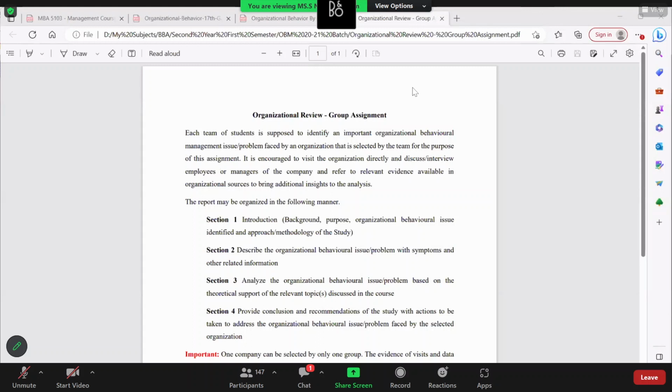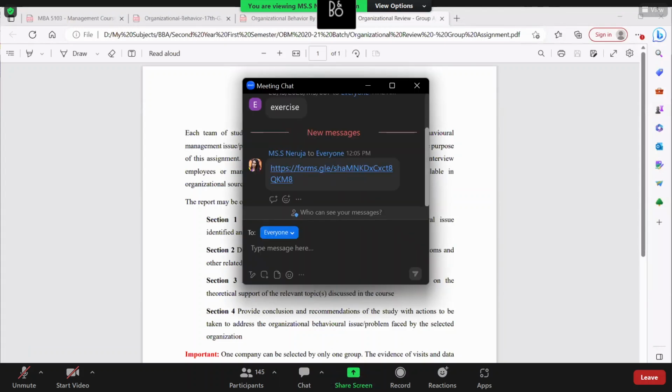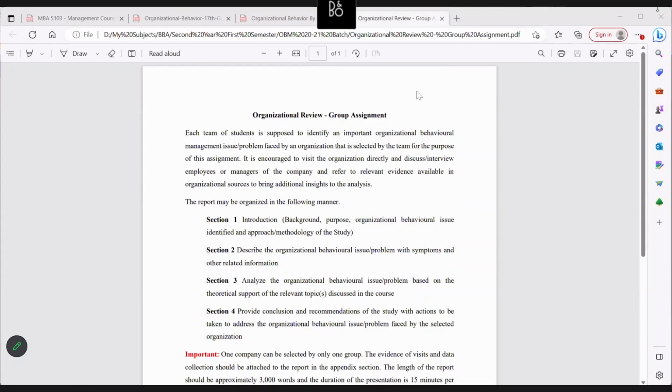Okay. So you have to select an organization, maybe from your area or wherever it is, one of your members' areas. And what you have to do is visit that organization, or else contact the people who work for that particular organization, have a discussion with them, and identify an organizational behavioral issue. That behavioral issue may be at the individual level, the group level, or the organizational level, whatever it is, some issue which is related to the behavior of the employees within the organization. An organizational behavioral issue.